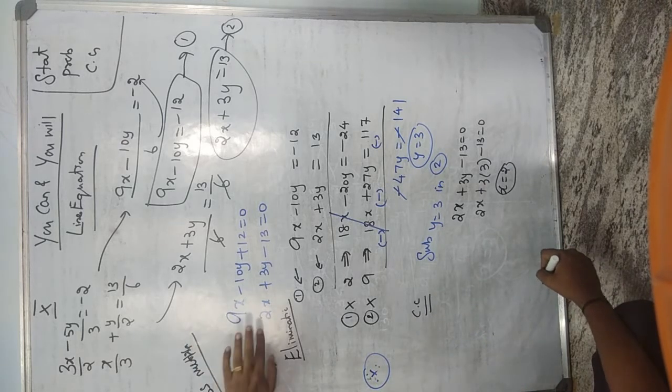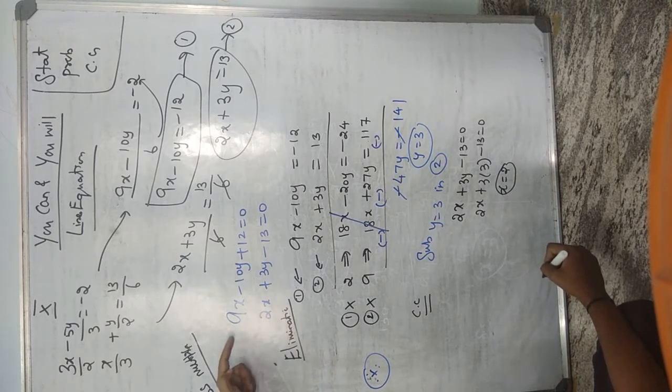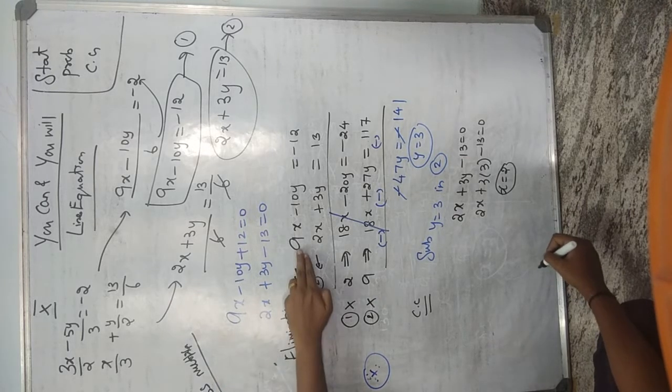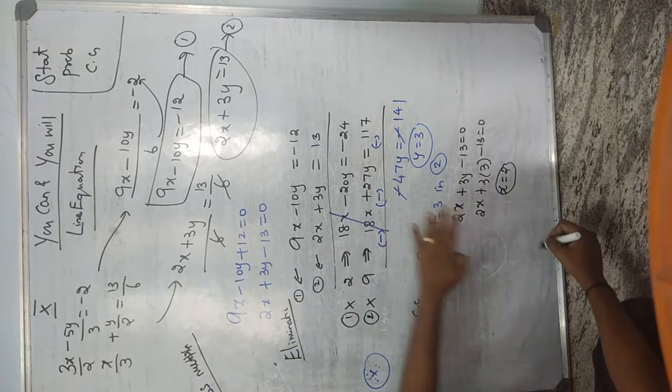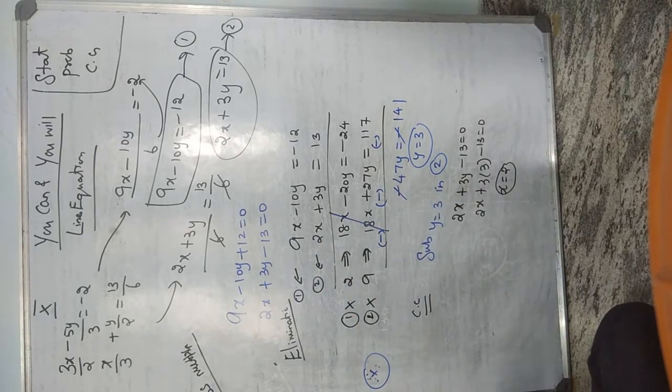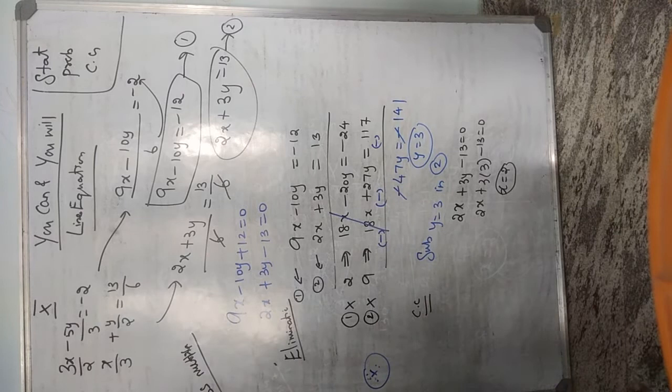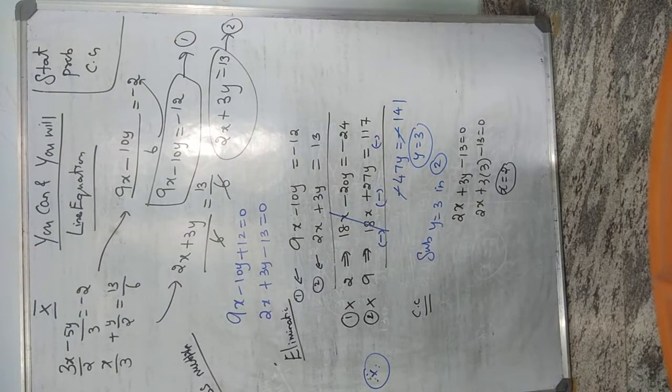I repeat one more time. If you are unable to cancel, just multiply the first equation by this number and the second equation by this number. The shortcut: multiply this one by 2, multiply this one by 9. With normal addition, change the symbol to get the value. Those who don't understand, see the video one or twice. You can find the easiest way to solve equations based on the elimination method, substitution method, and cross multiplication method.